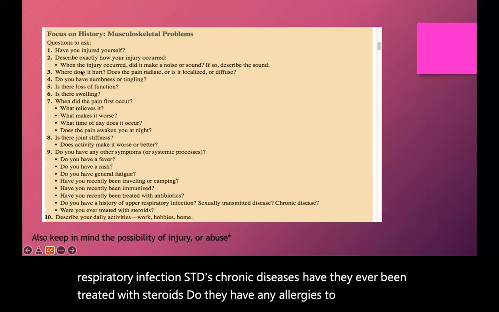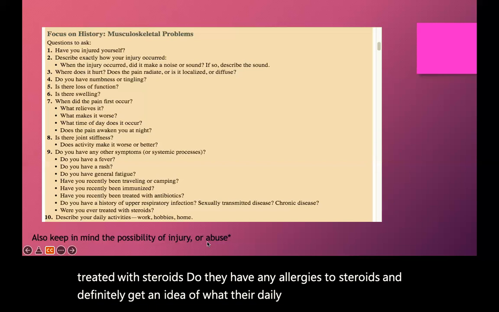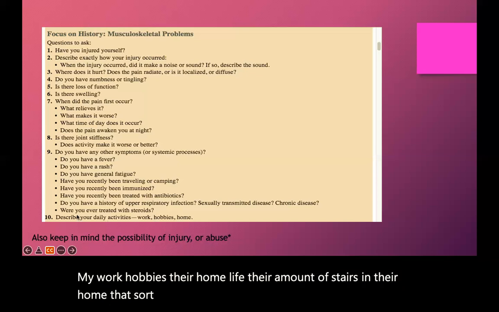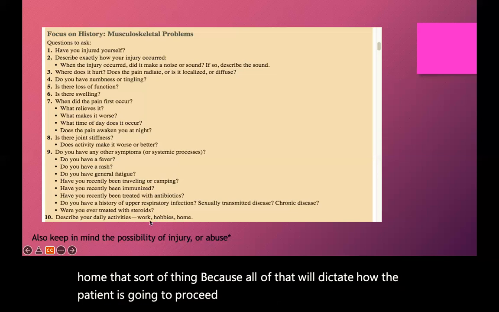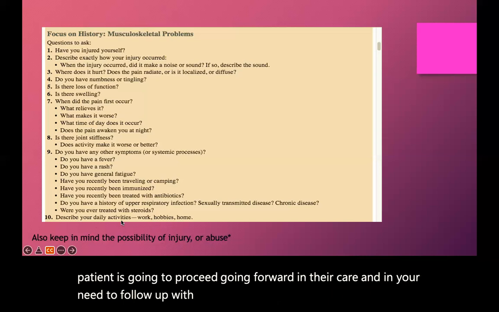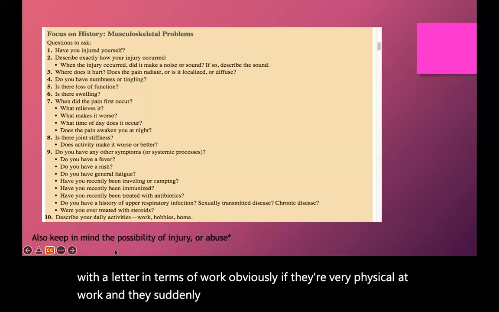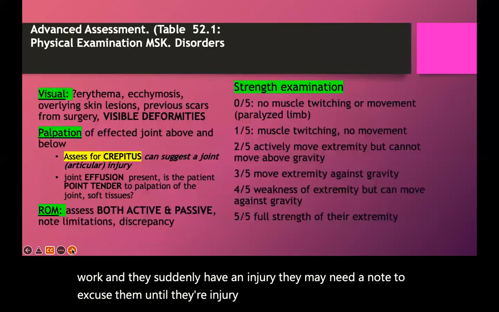And definitely get an idea of what their daily activities include, including their work, hobbies, their home life, their amount of stairs in their home, that sort of thing, because all of that will dictate how the patient is going to proceed going forward in their care and in your need to follow up with them. Also, if you needed to provide them with a letter in terms of work, obviously, if they're very physical at work and they suddenly have an injury, they may need a note to excuse them until their injury is relieved.